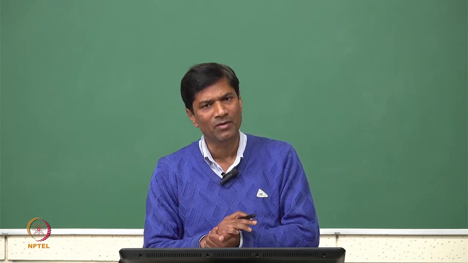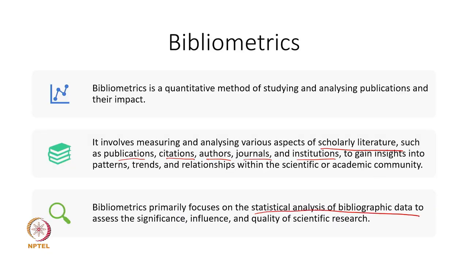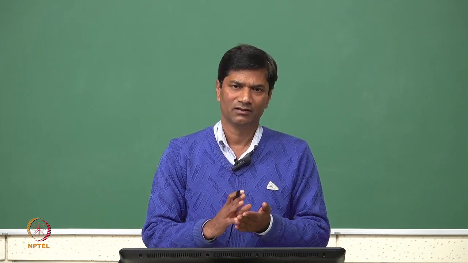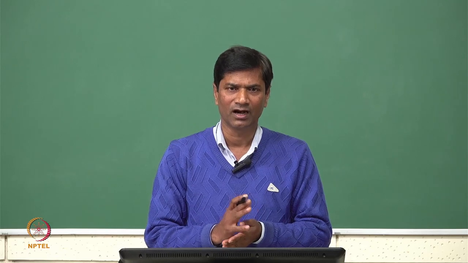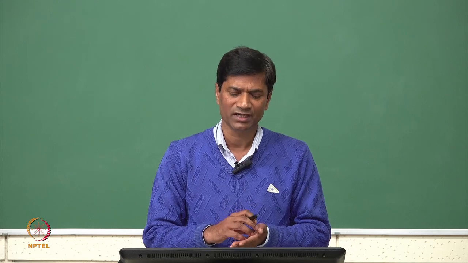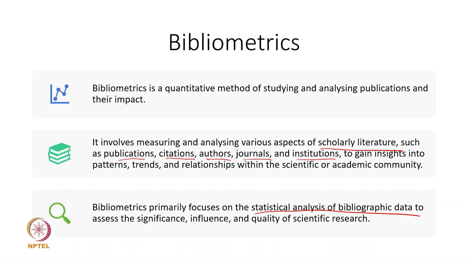Bibliometrics primarily focuses on statistical analysis of bibliographic data. That means when we talk about bibliometrics, it focuses on statistical analysis of bibliographic data. There are various types of bibliographic data, and with the help of bibliometrics, we do the statistical analysis of that data, its significance, its influence, its quality. All these aspects of the data are covered in the scope of bibliometrics.